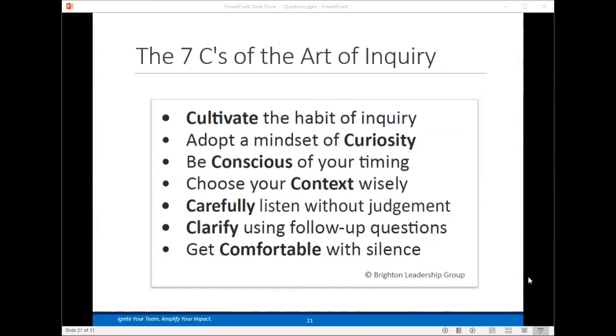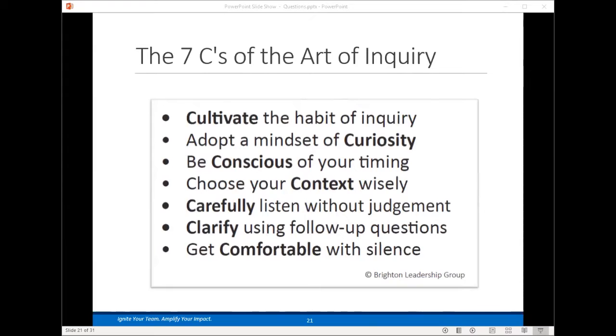And then connected to that pretty closely is choosing your context. Sometimes questions are not appropriate, so we need to be careful of our timing and our context. Anything you want to add to that, Bob? I don't have a definitive answer. I absolutely agree. There are times to ask and there are times not to.